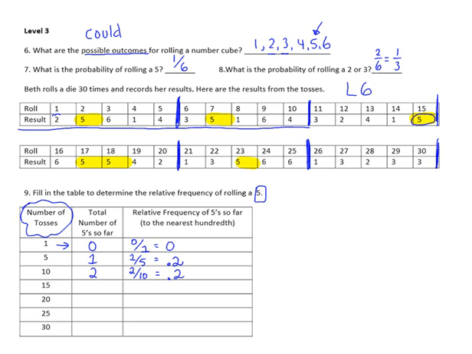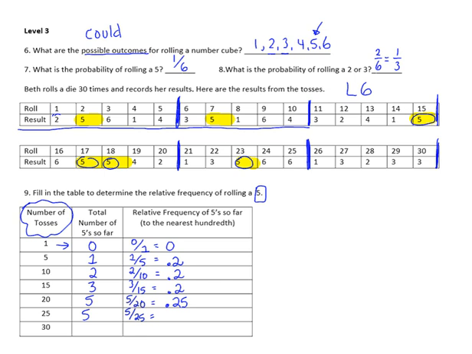After 15, there is one more. Now I have 3. 3 5s out of 15 tosses. And 3 divided by 15 is 0.2. Out of 20, I have 2 more, so now I have 5. 5 out of 20 tosses. 5 out of 20 is 1/4, and 1/4 is 0.25. Up to 25, so I have one more 5. 5 out of 25 is 1/5.